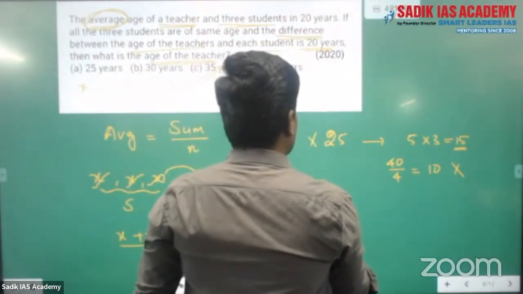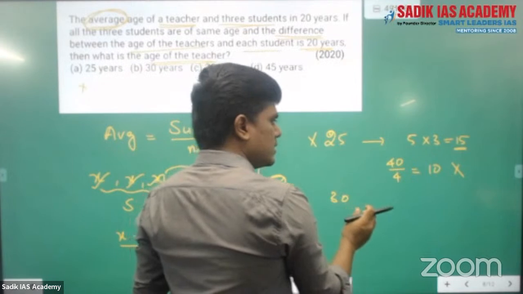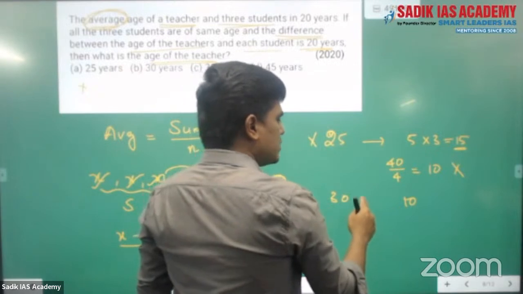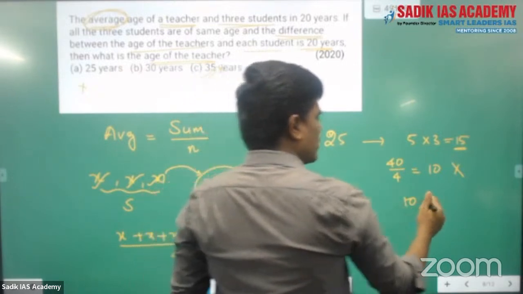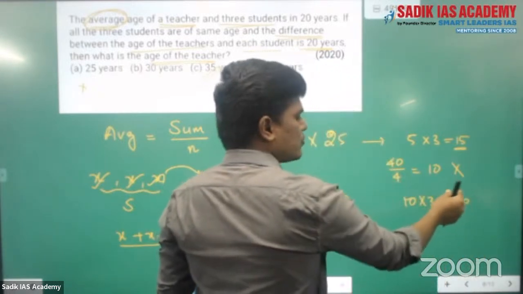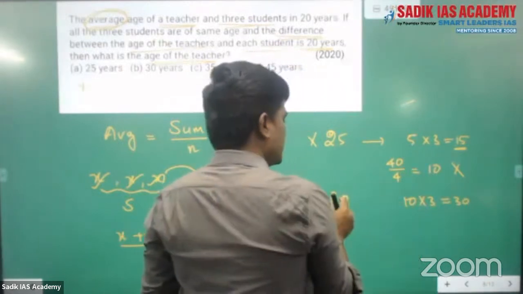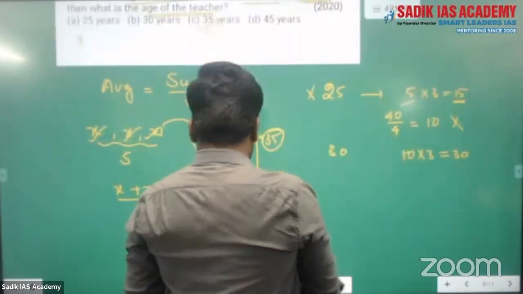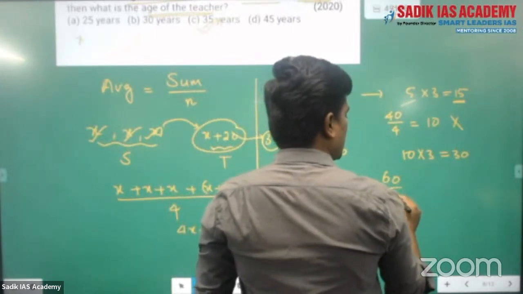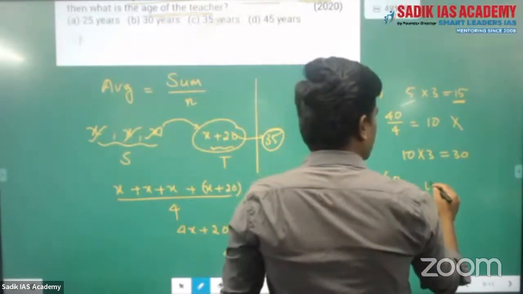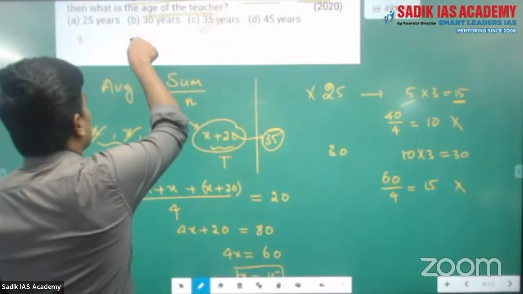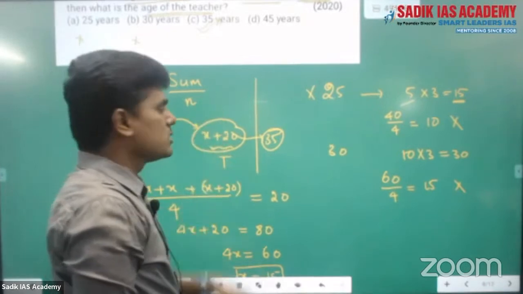The next option is 30. If the teacher's age is 30, the student's age is going to be 10, because the difference needs to be 20. Each student is 10 years old, so 3 students' ages add up to 30. Teacher's age is 30. Therefore, the sum of all 4 ages is going to be 60, 30 plus 30. If I find the average, I'm getting 15. Again, I'm not getting the average as 20. Therefore, this option is also invalid as per the given condition in the question.